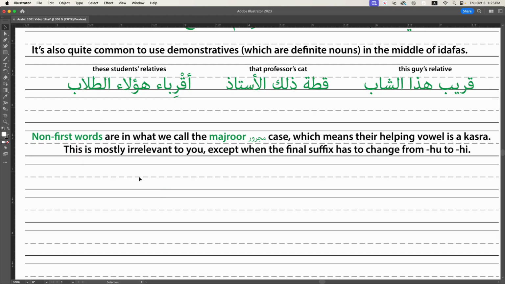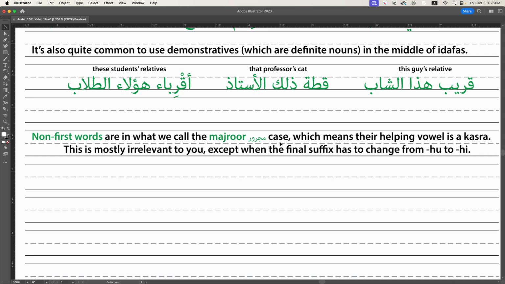Mostly, it's not important to you. So if you have a teacher who is a stickler for the case marking system, which is largely redundant in modern Arabic, you'll have to learn this, but this is kind of background information here. So non-first words, that is all but the first word, are in what we call the majrur case, literally pulled down. In English, this is often regarded as the genitive case. We don't do this in English except with pronouns, so it's probably not something you're very used to, and you really don't need to worry about it for the most part, especially at the introductory level.